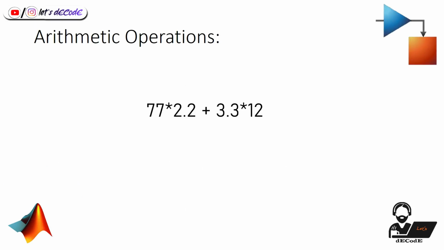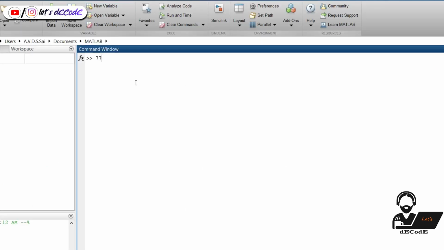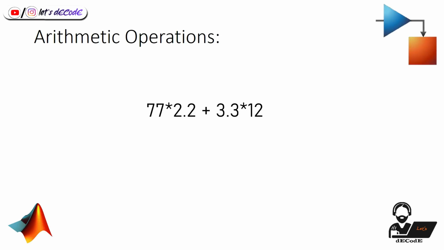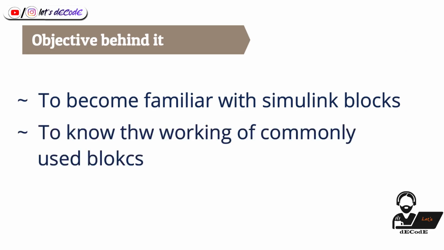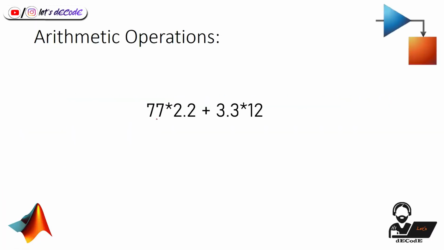If we want to evaluate this product in MATLAB, we simply type out these lines in the command window. But how do we evaluate this in Simulink? But why is there a need? We are doing this just to make you familiar with Simulink and the various blocks available in Simulink. Now to evaluate this, we divide it into a sum of two terms. Each term is a product of two other numbers.